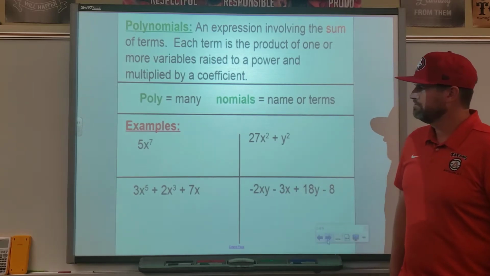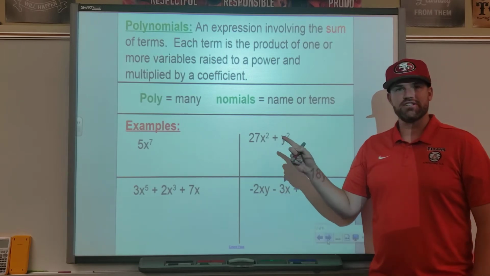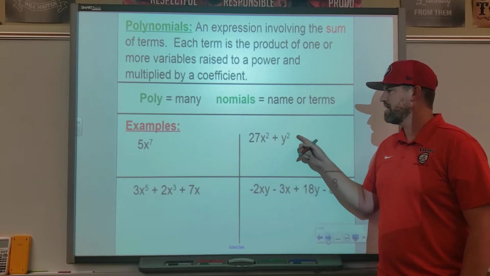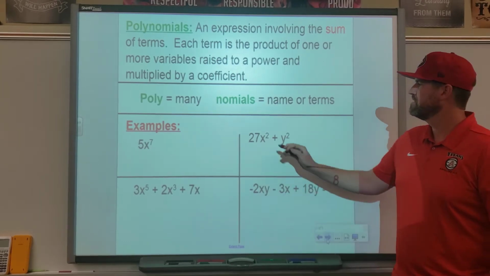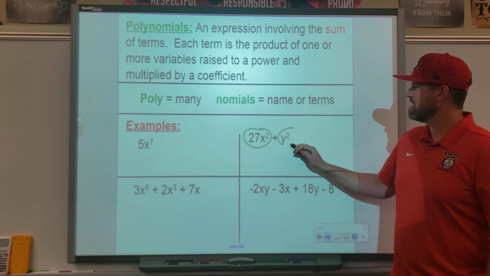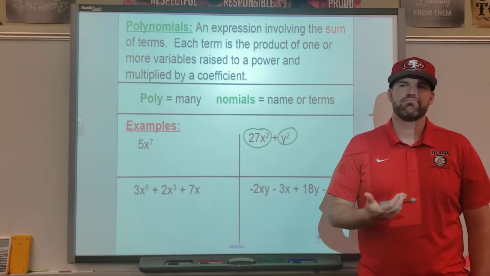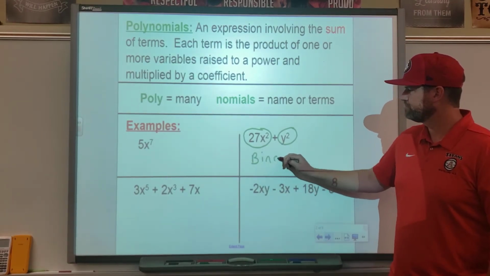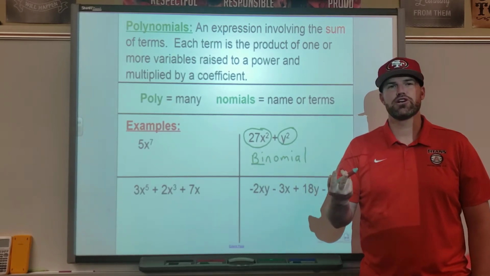So for example, I'm going to start with this one. We have one addition sign. We're taking the 27x squared and adding y squared. That is two separate terms that are getting added together. 27x squared is one term, y squared is the second term, and so that is a polynomial because it's many terms. We specifically call this one a binomial because bi means two, and we have two terms.